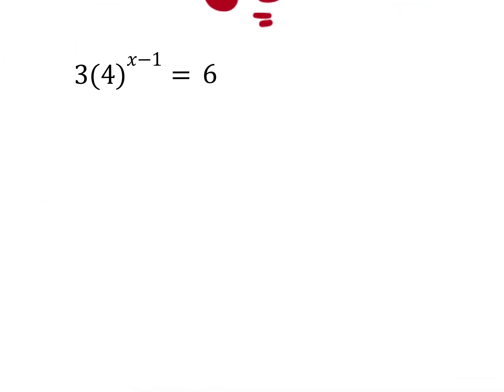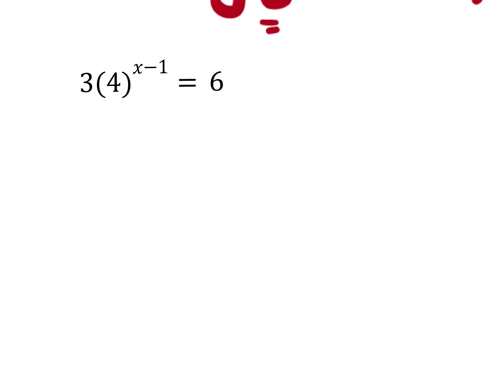Let's look at this one. We have 3 times 4^(x minus 1) equals 6. Here's an issue because it's not a number to a power equals something, because we have this 3. So I've got to get rid of this 3. I can divide both sides by 3, which gives me 4^(x minus 1) equals 2.